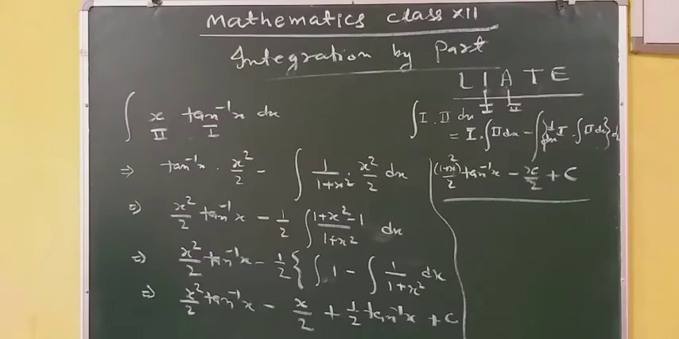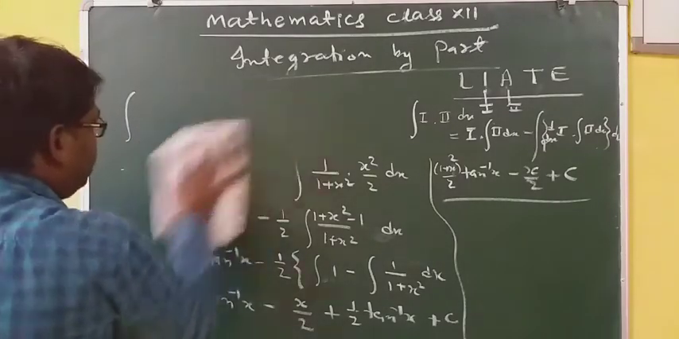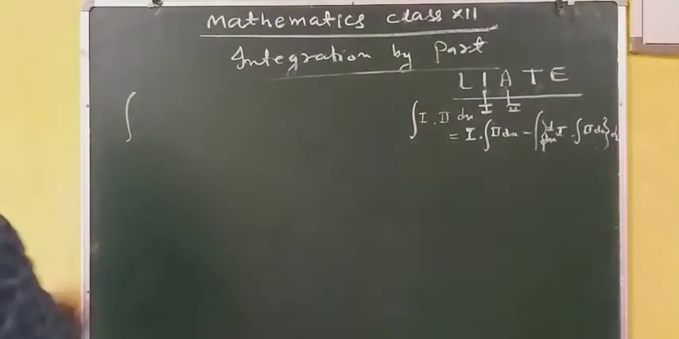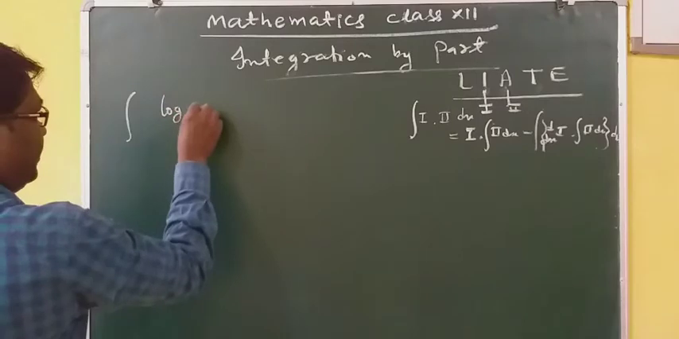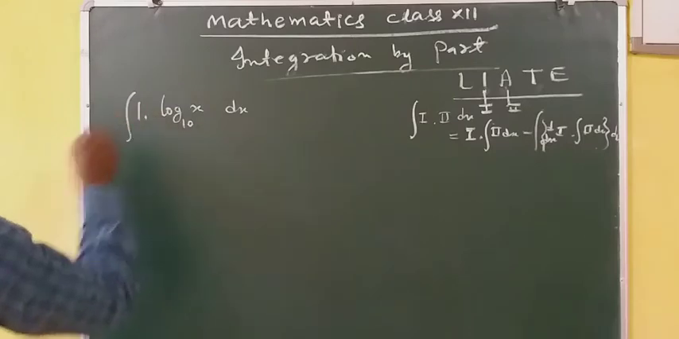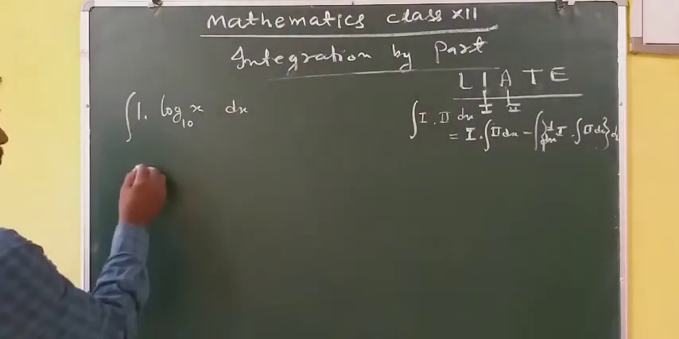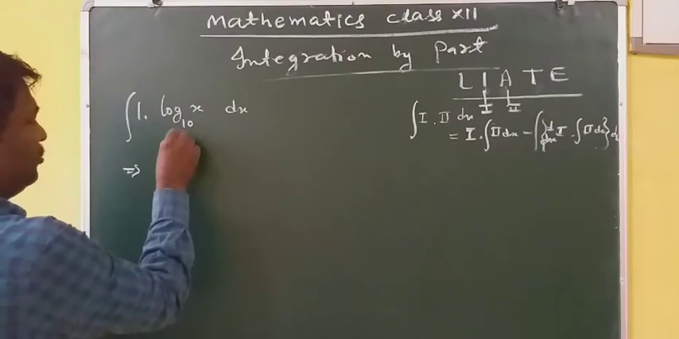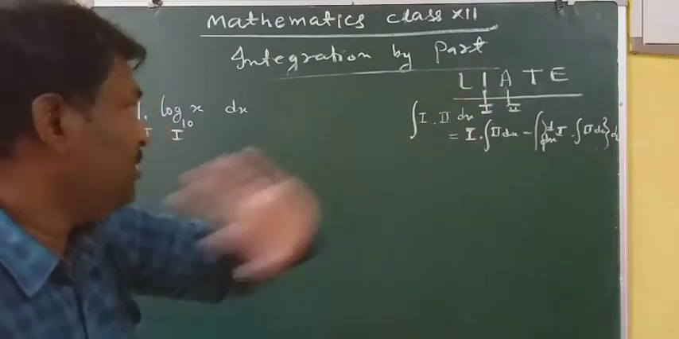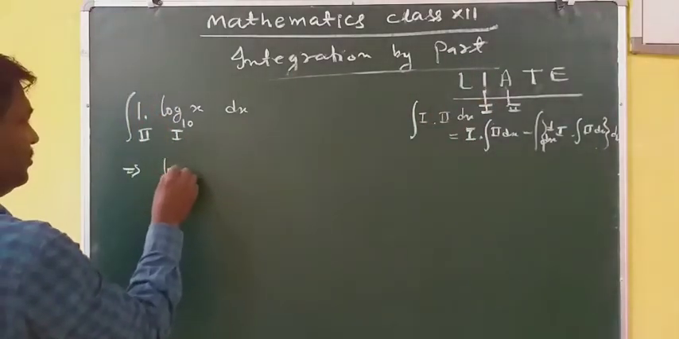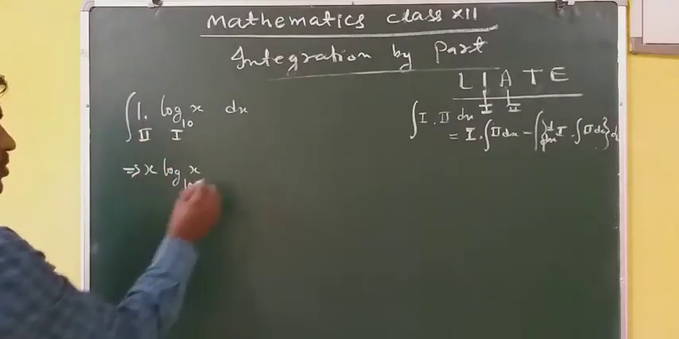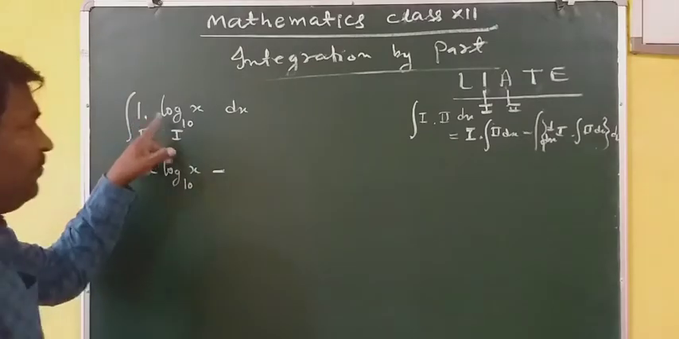Now one more question, that is integration of log x base 10. Here also you need to take 1 in there. This one you will take definitely first and this one as second, since logarithmic function and constant is there. So first function log x base 10, integration of second, that is x, minus differentiation of first.